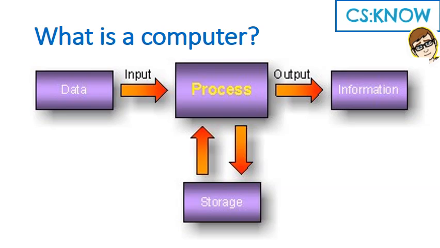So let's say we take a number like 6, the process might be to multiply that by another number, output the answer, or we could store it for later on. And that's it.